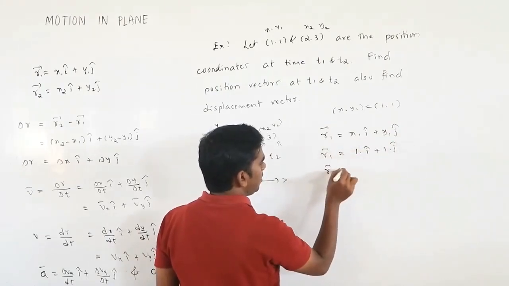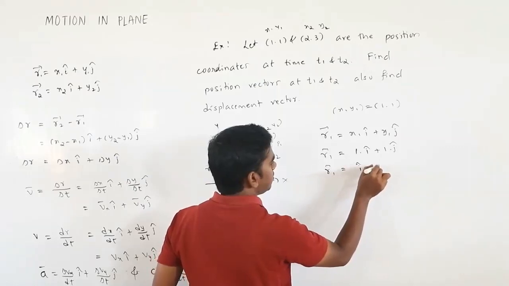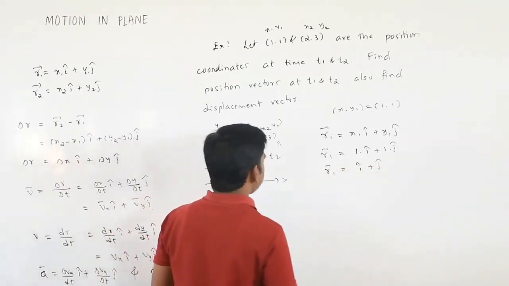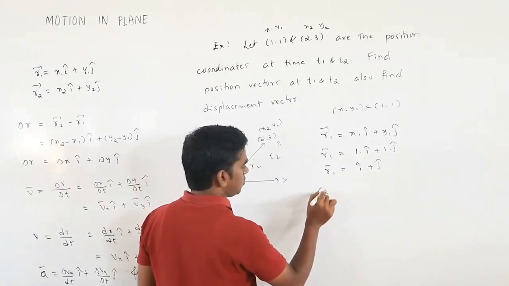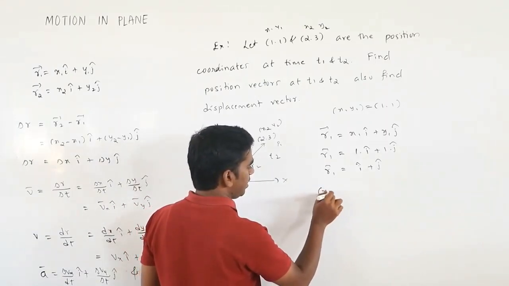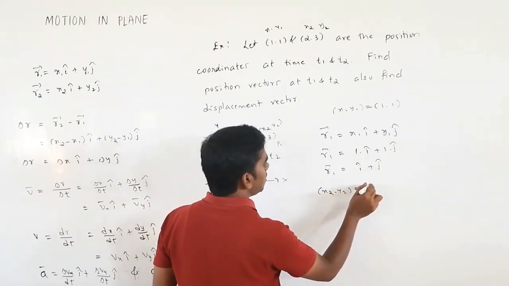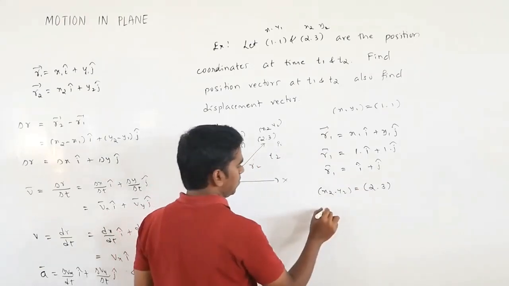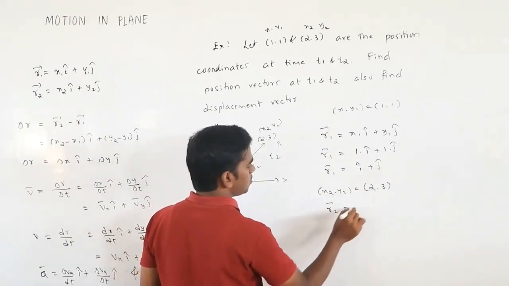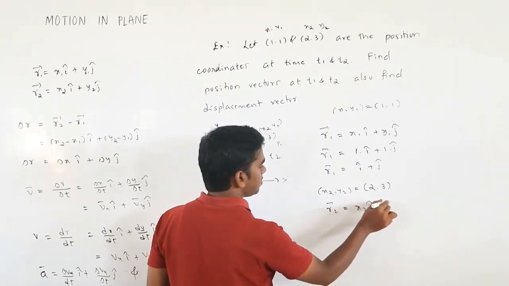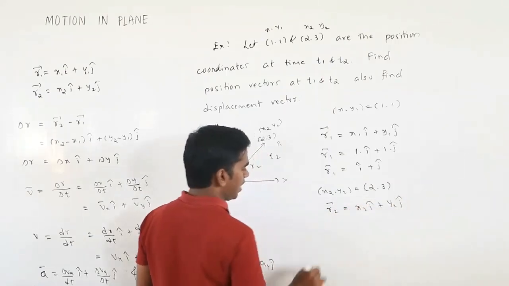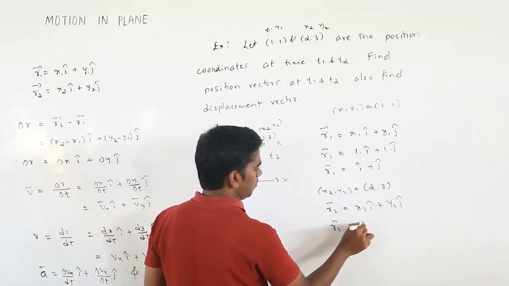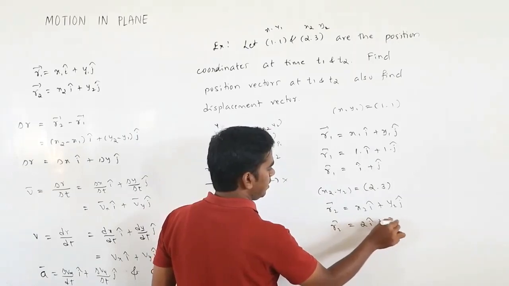Okay, so r1 is equal to i cap plus j cap. Similarly, what about r2? x2, y2 is 2 comma 3. So r2 equals x2 i cap plus y2 j cap. What is x2? r2 equals 2 i cap plus 3 j cap.